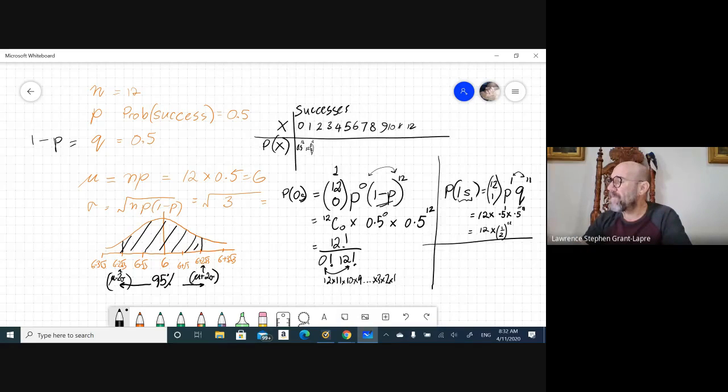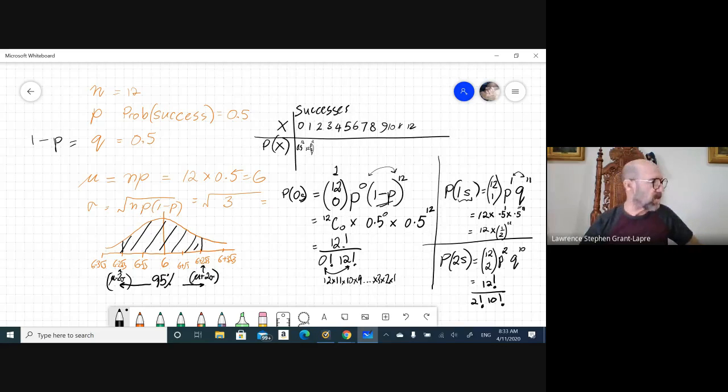And I'll do one more, the probability of two successes. So the probability of two successes is 12C2, P2, Q10. Now 12C2, if I was to use factorial, is 12 factorial over 2 factorial. That's where I get the 12 and the 2. And 2 plus 10 makes 12, so this other number has to be 10.